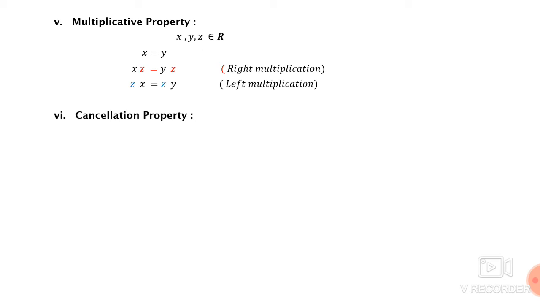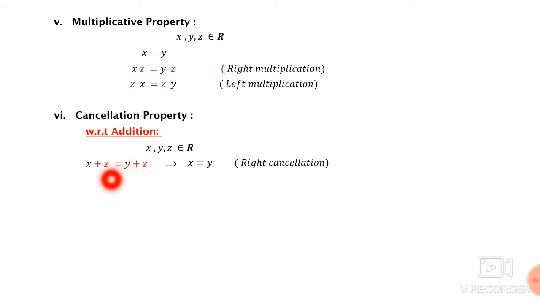Cancellation property. Cancellation property with respect to addition is actually the inverse of additive property. X, Y, Z belong to real numbers. X plus Z equals Y plus Z. So we can cancel this plus Z from both the sides and we will get just X equals Y. This is the cancellation property, right cancellation property, because we have cancelled plus Z from the right side. Same happens with the left cancellation.